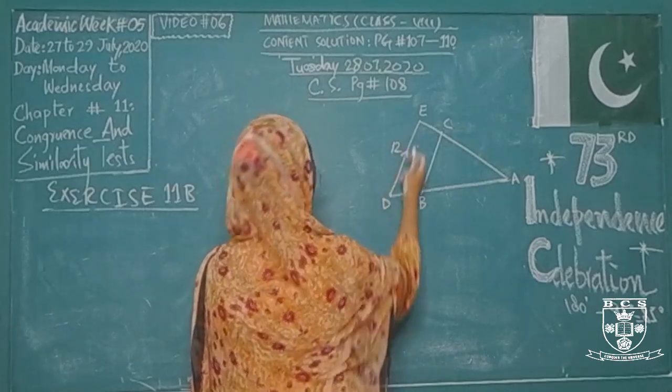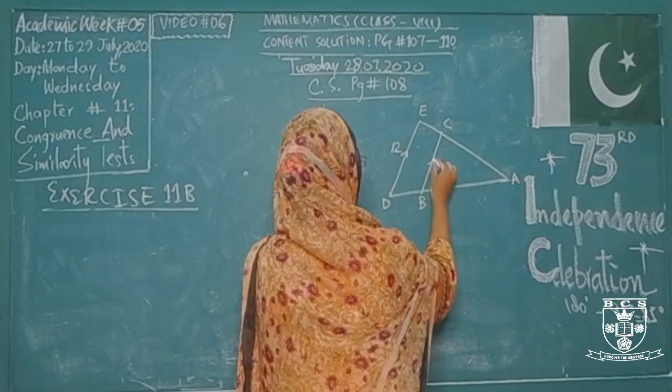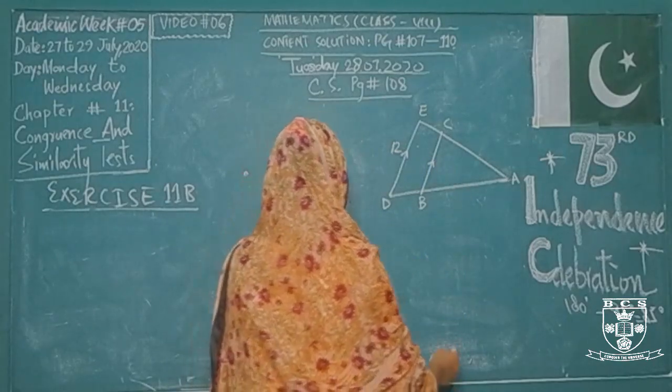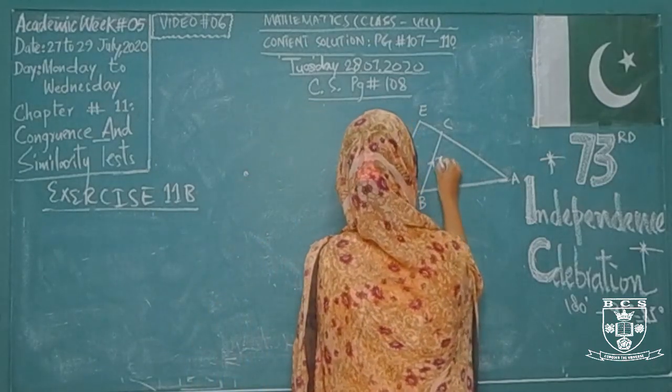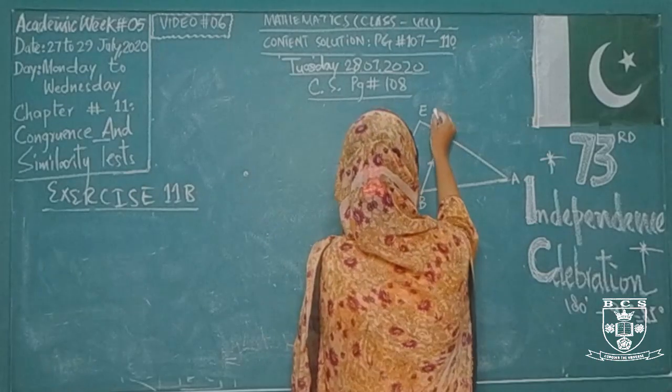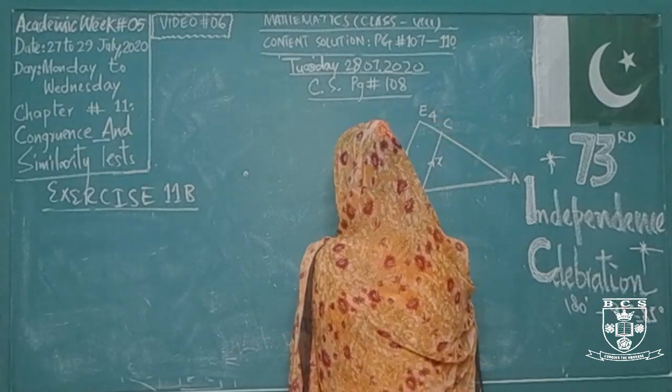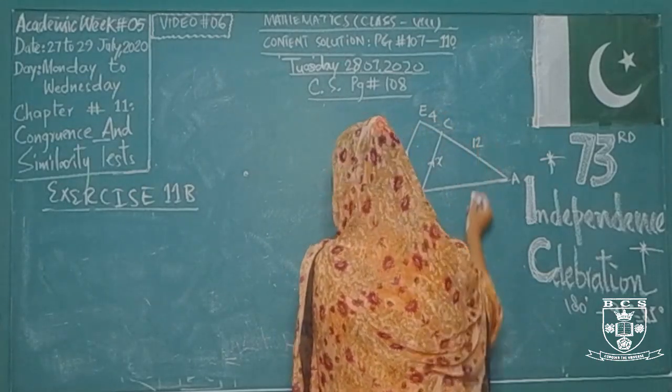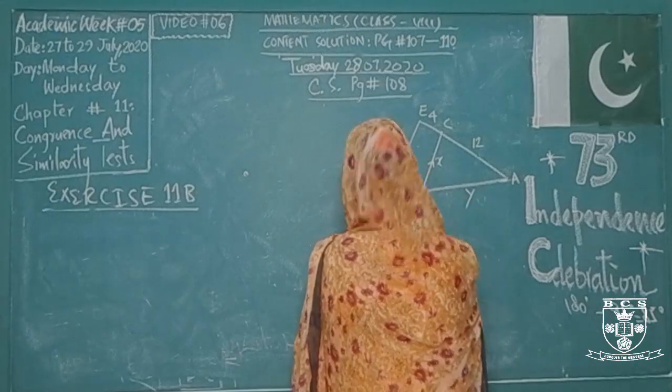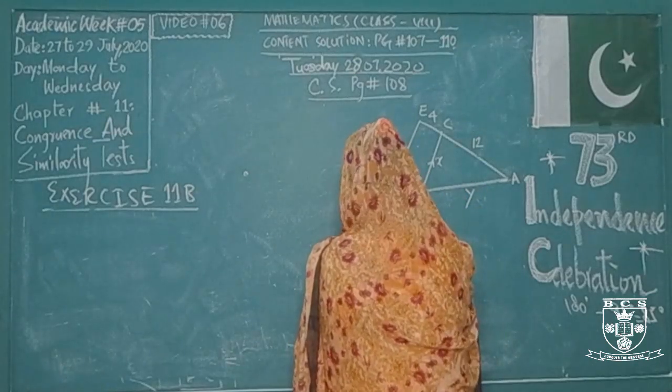This line is going upward. This line is also going upward. This is your side X. This is your side 4. This is your side 12. This is Y. And this one is 6.